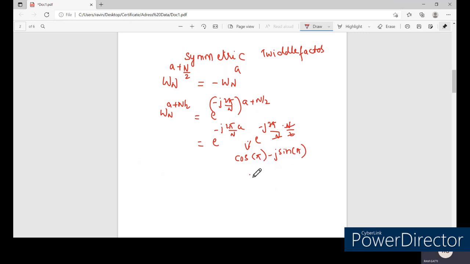So cos π, you know that the value is equal to minus 1, minus j. What is sin π? The value of sin π is 0. Therefore when you substitute this, you'll be getting minus 1. So this entire term is treated as minus 1. If you do that, what you'll be getting is minus e power minus j 2π by n into a.